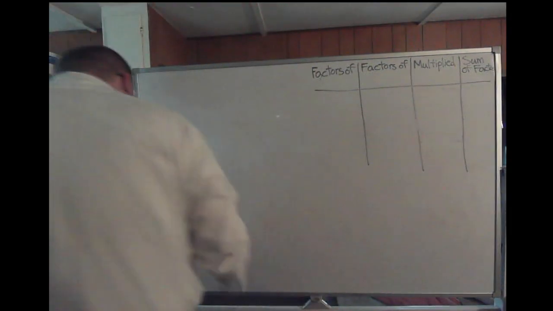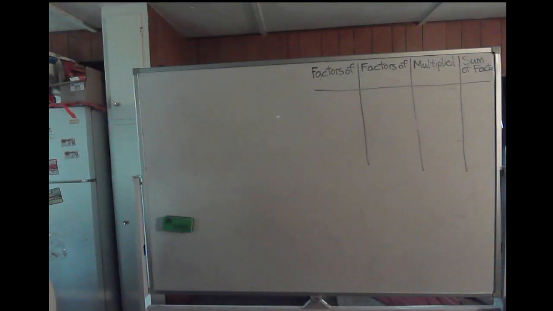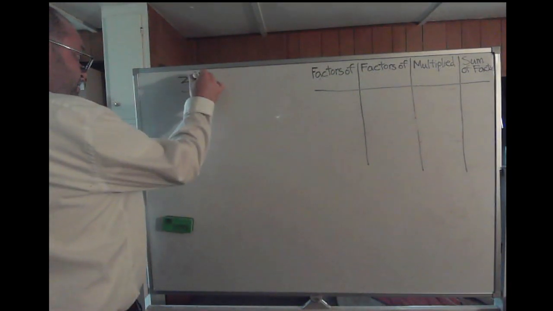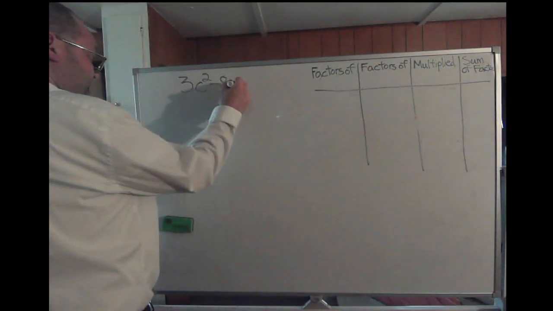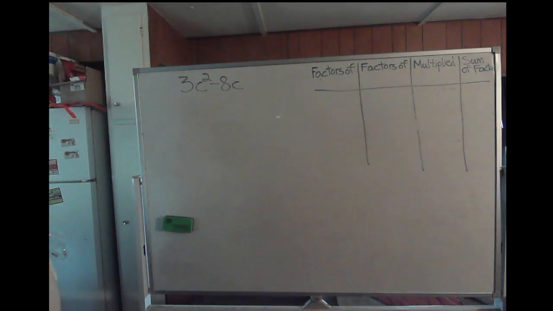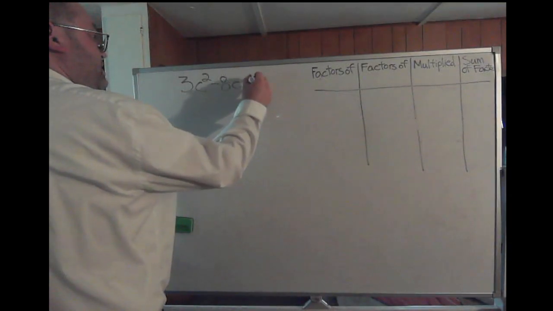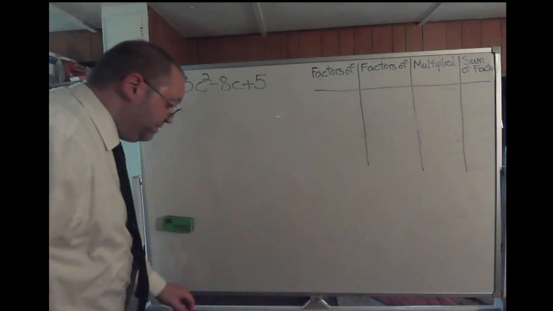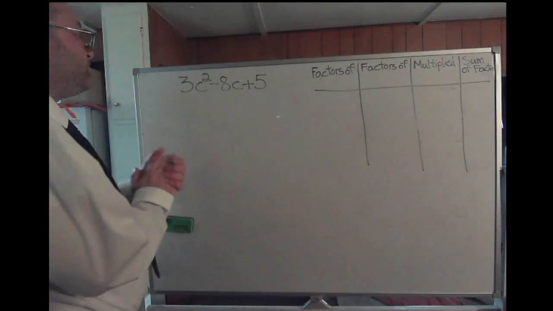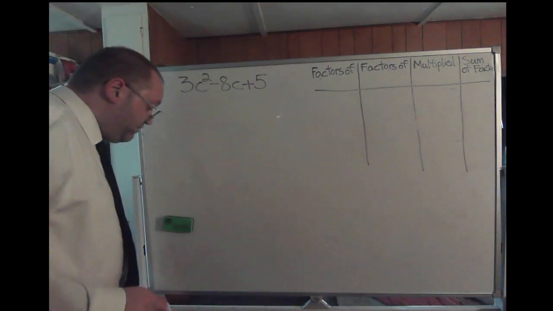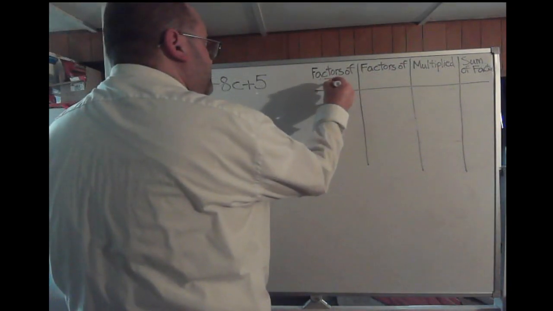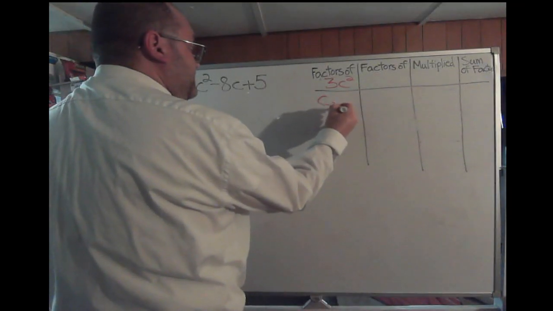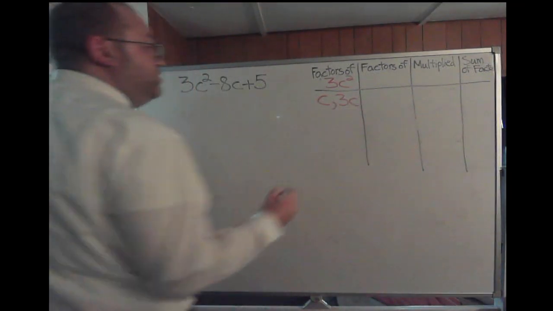Alright, let's go on to the very next one here. We have 3c squared minus 8c plus 5. So we got 3c squared minus 8c plus 5. Well, you're still going to start with finding your factors of 3c squared. So let's go ahead and do that. Factors of 3c squared would be, well, c and 3c, and that's really about all we can do on that.